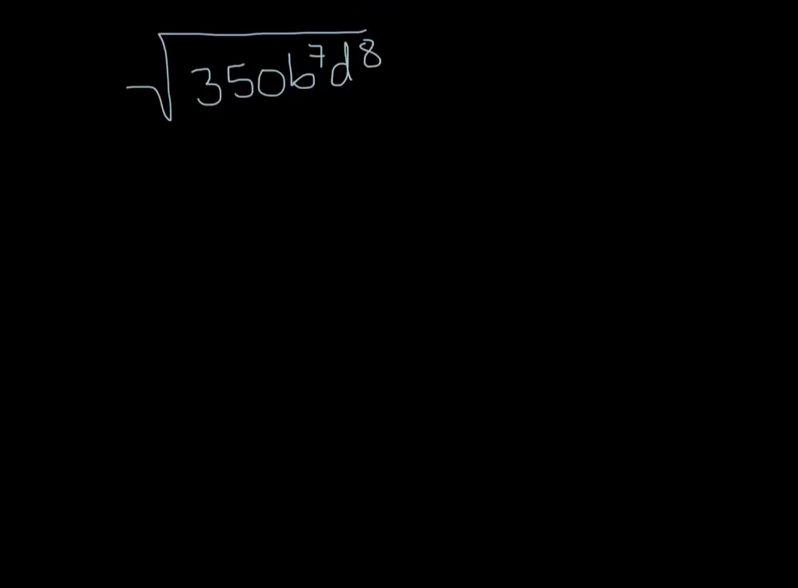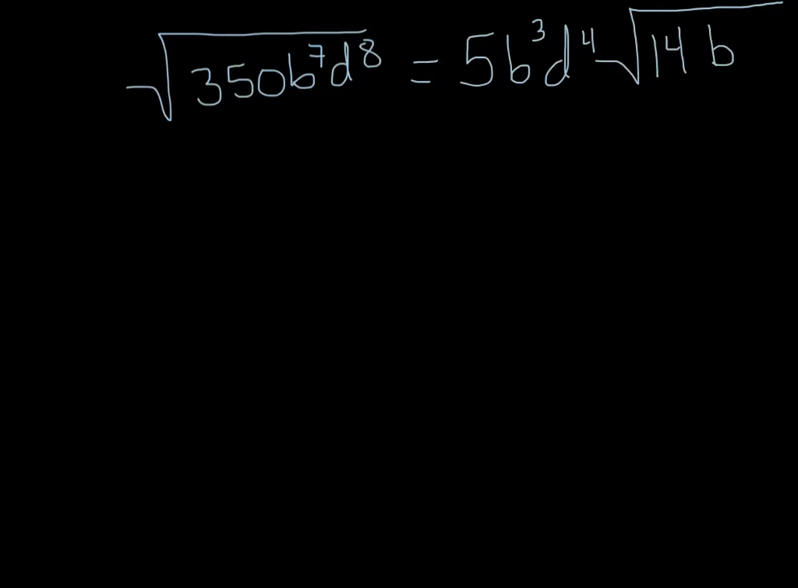So my final answer for this is going to be what I could pull out for the 350, which if I remember right was 5. What I could pull out for the b's, which if I remember right was b to the 3rd. Then I know I could pull out 4 d's. But then I have to multiply that by whatever was left under the radical sign. And I remember the number 14 was left because we had 5 times 7 from the 350, and there was 1 b left. So this is my final simplified answer to that problem.